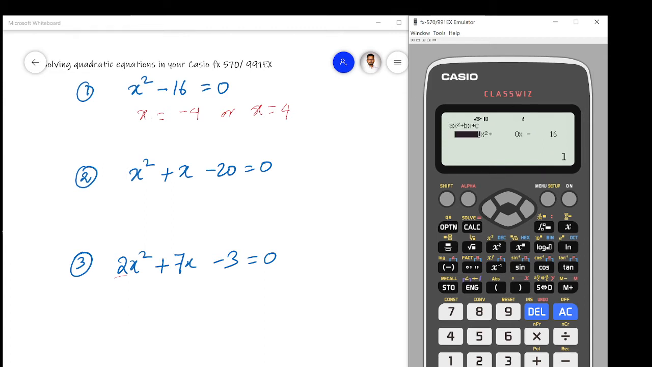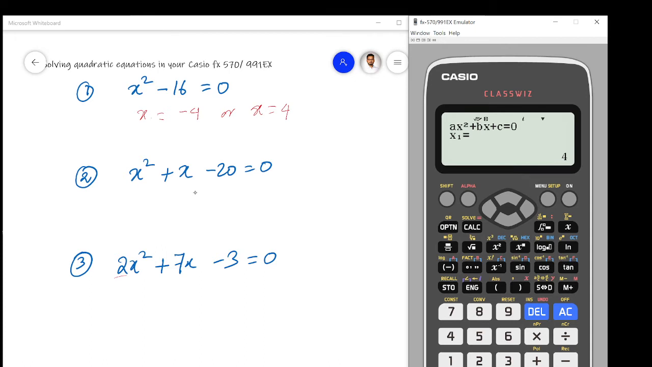It will give you all the minimum maximum values as well. Now the second equation, the coefficient of x square is 1, which is fine. Coefficient of x is 1. Here we are having a term containing x, so I will press 1, and my constant term is negative 20, so I will press 20. I will enter that and I will get my solution.